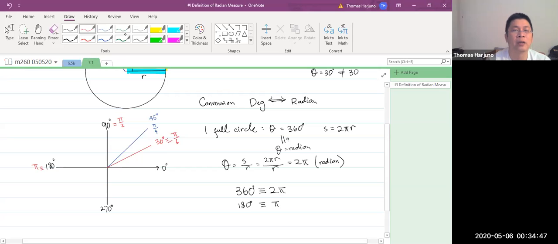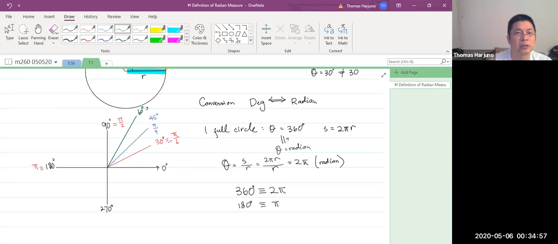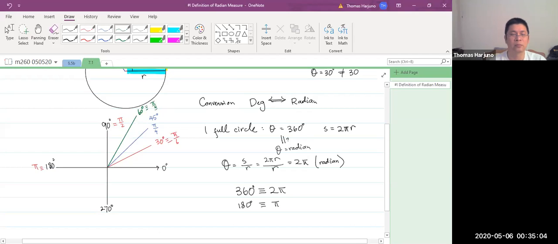Okay, and then 60 degrees is 1/3 of 180 degrees. So that's pi over 3. Now try to visualize that in picture first.